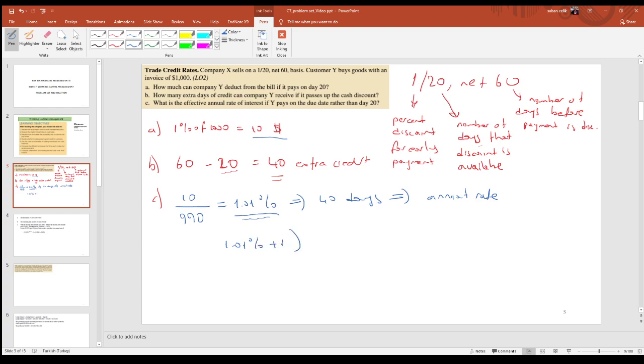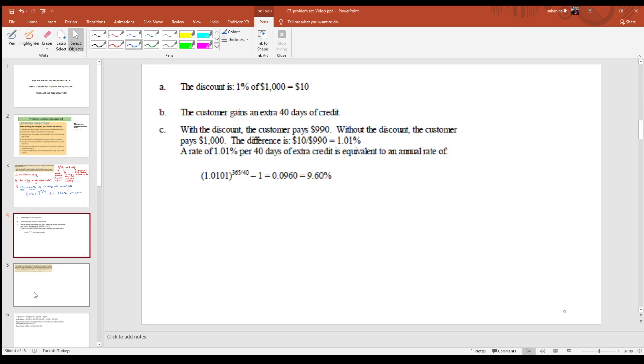1.01% plus 1, raised to the power of 365 days divided by 40 days. So we need to calculate how many 40-day periods we have within a year to find its equivalent value in a year. Then minus 1 will give us a rate. So this rate is 9.60% per year. So that's it. You can see the solution from here as well.